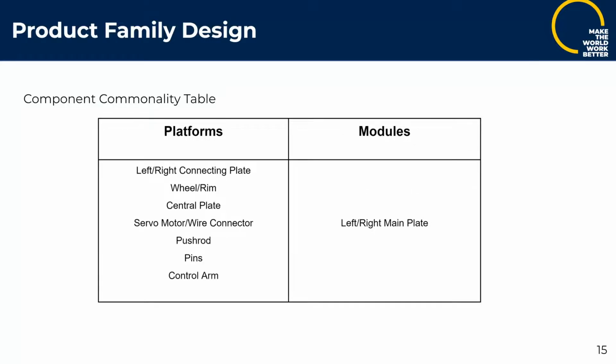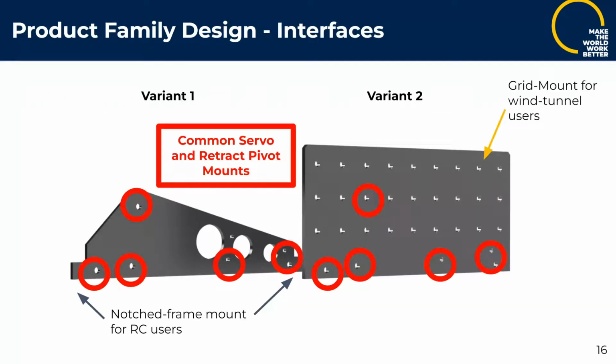And then on the next table, you can see basically the only differentiating factors between these are those two left and right main plates, and the kinetic modules, as we go over in the next one, are pretty much the same. Interfaces between all components for anything moving are going to be identical, as outlined in red there. Our RC users are going to be using those notch mounts, which are a standard for model airplanes, whereas our variant 2 research users are going to be using that grid mount in a wind tunnel to rigidly mount it and study aerodynamic effects.